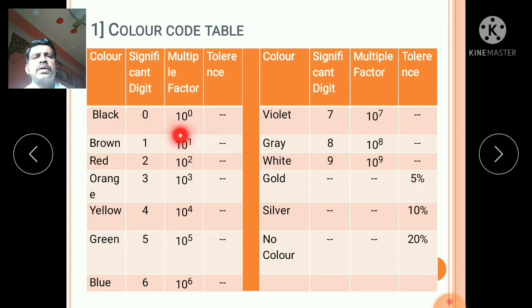So if black is there, it is 10 raised to power 0. For brown it is 10 raised to power 1. For red it is 10 raised to power 2. In this way we can take the multiplication factor. And the fourth color, if it is gold, silver or no color, is known as tolerance. For gold it is 5%, for silver it is 10%, and for no color it is 20%. This means we can measure the approximate value of the resistance with the help of the color code if we don't have any other meter to measure the resistance directly.